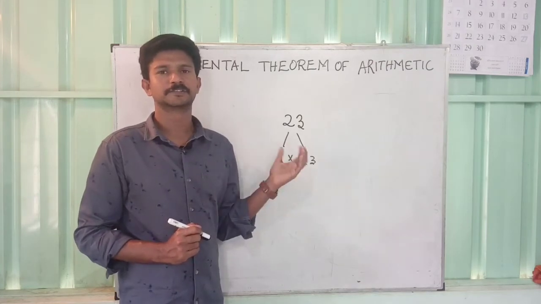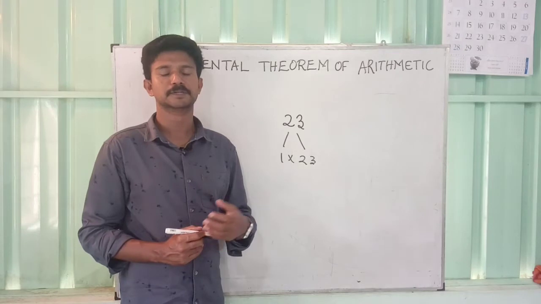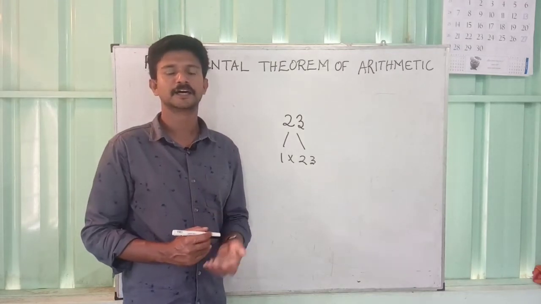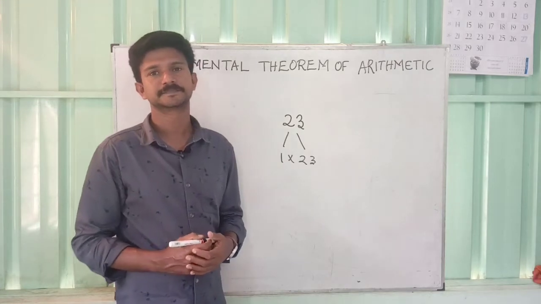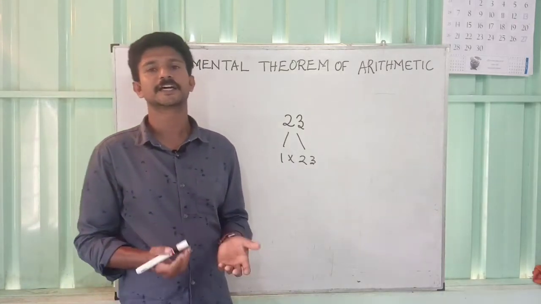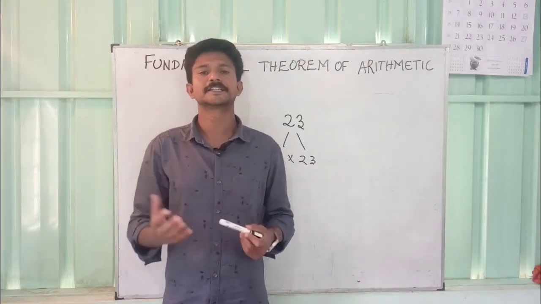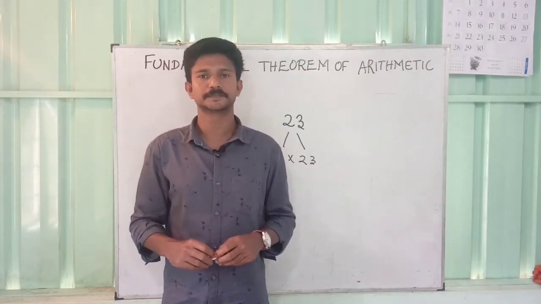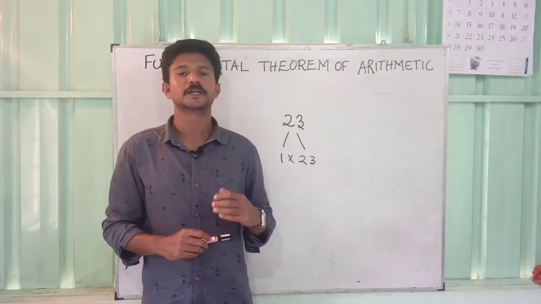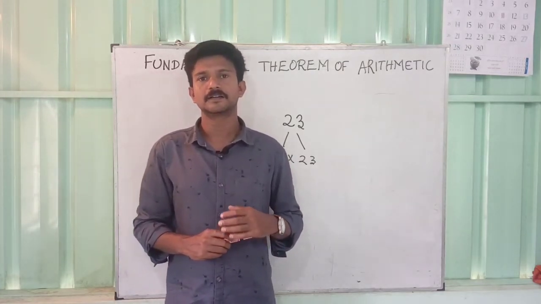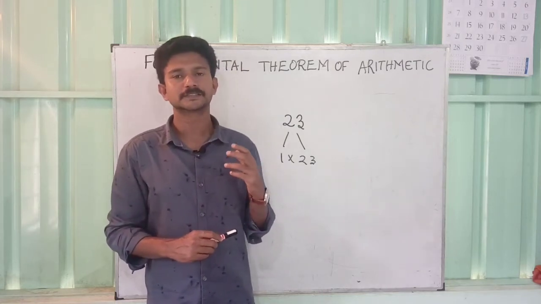We can give many other numbers, such as 7, 11, 17, 19, 29. Let us see another type of number, composite. A composite number means one which has more than 2 factors.